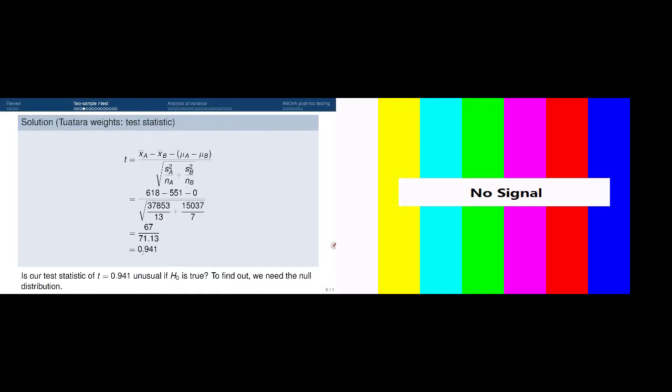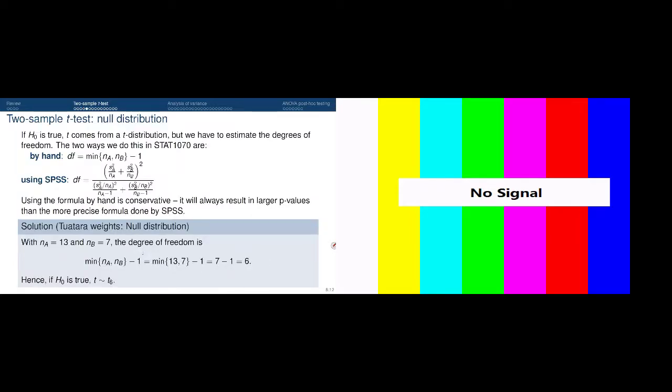And then again, the next step is, okay, how big is that test statistic? Well, we need to compare that to the null distribution. Okay, so now for this particular test, there's two different ways that we can come up with the null distribution. If we're doing this calculation by hand, then we can calculate our degrees of freedom conservatively as just the minimum between the two sample sizes, minus one.